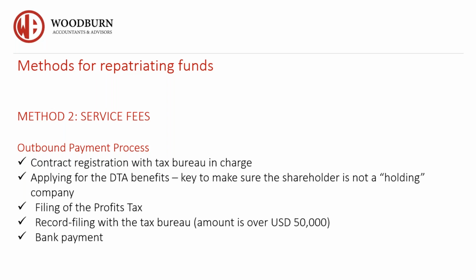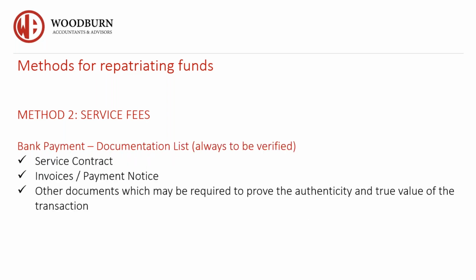You've also got to apply for the DTAs that exist. You've got to file for the profits tax, you know, the VAT and the withholding tax. You've got to do a record filing, and you've got to do the bank payment as well. For the bank payment, they will ask for the service contract, invoice, and any other documents that probably the tax bureau has issued to prove the authenticity that it is a true transaction that is occurring.